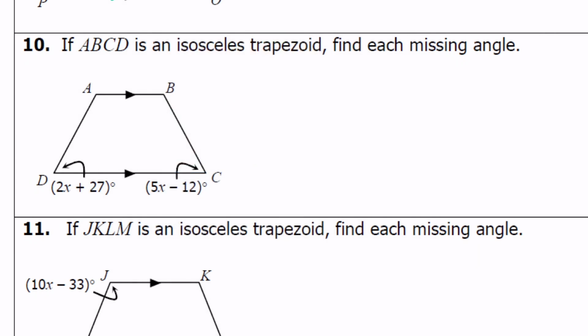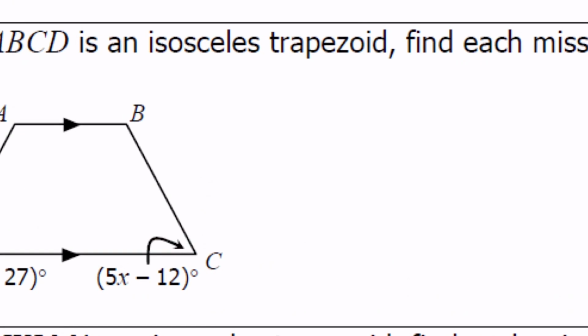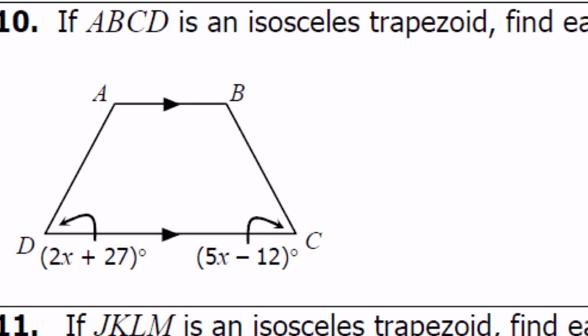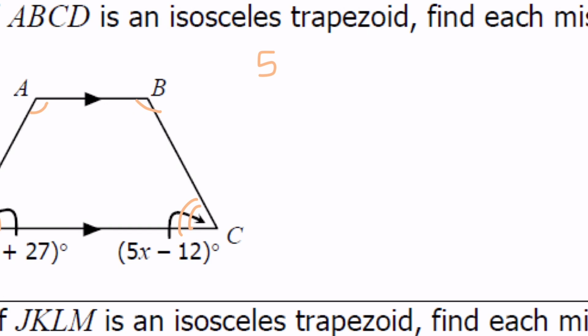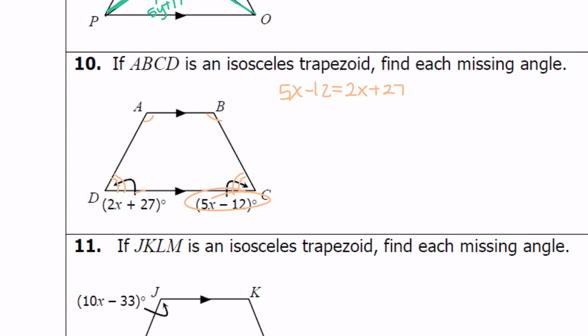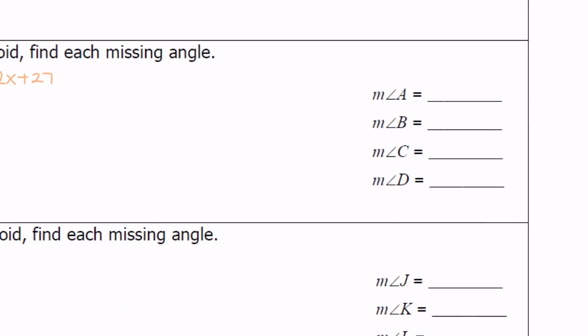Okay, if I look at number 10, ABCD is an isosceles trapezoid. I want to find each missing angle. So since this is an isosceles trapezoid, that means my base angles are congruent. So A and B are congruent, and D and C are congruent. To find the value of x, I can set C and D equal to each other and solve for x. Once I have x, I can plug that into both C and D, find the measures of angles C and D, and then I want you to think about how you can use that to find the measures of angle A and B.